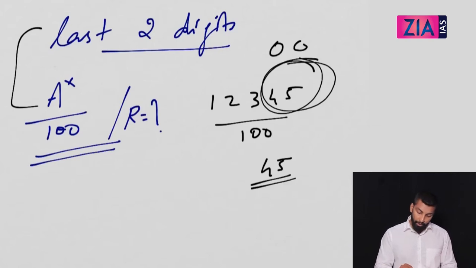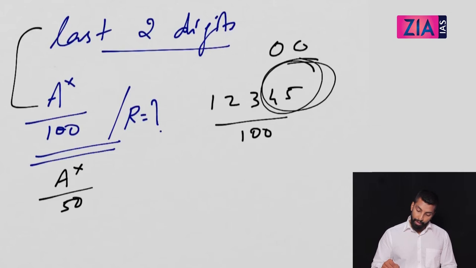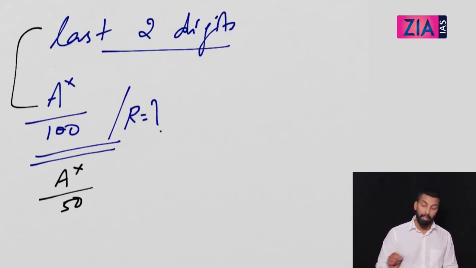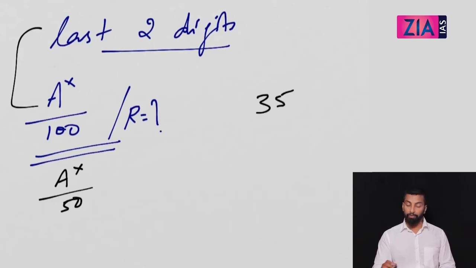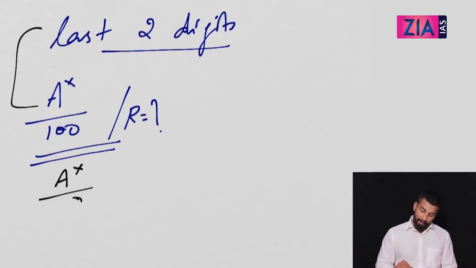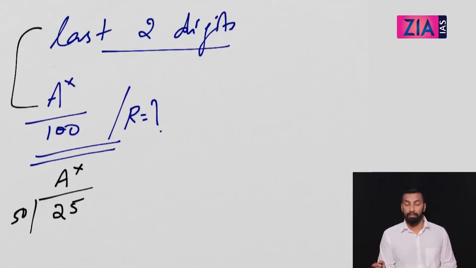Or I can also ask you a raised to x divided by 50. If I ask you the remainder when divided by 50, that also depends on the last 2 digits itself. If the last 2 digits are 35, you can tell the remainder will be 35. If the last 2 digits are 75, the remainder when divided by 50 will be 25. So you can tell the answer by seeing the last 2 digits. For that matter, if I ask you a raised to x divided by 25, still you can answer by seeing the last 2 digits.